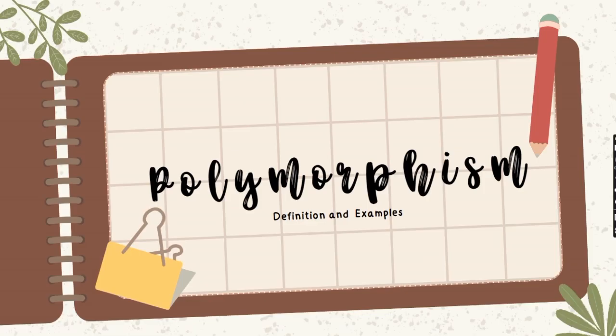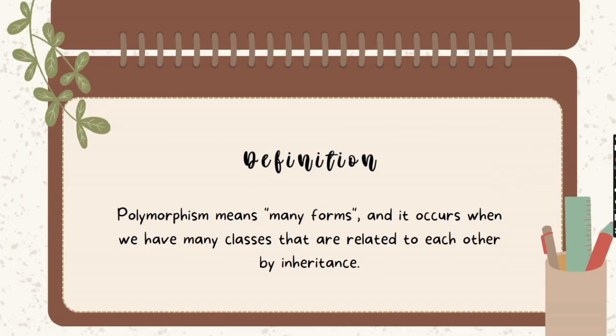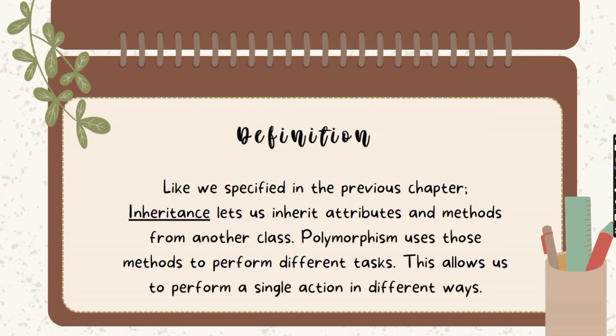Next is the polymorphism. Polymorphism means many forms, and it occurs when we have many classes that are related to each other by inheritance. Like we specified in the previous chapter, inheritance lets us inherit attributes and methods from another class. Polymorphism uses those methods to perform different tasks. This allows us to perform a single action in different ways.